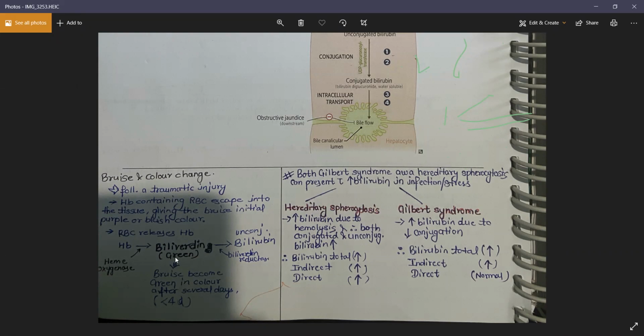Now, by the action of the enzyme biliverdin reductase, this biliverdin will be converted into bilirubin, the unconjugated bilirubin, and this will again change the color of the bruising, right? So the color changing that you will see in case of bruising is because of the metabolism of this hemoglobin. Is that okay?